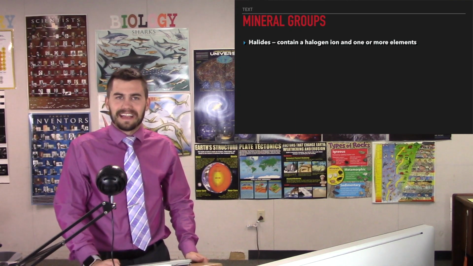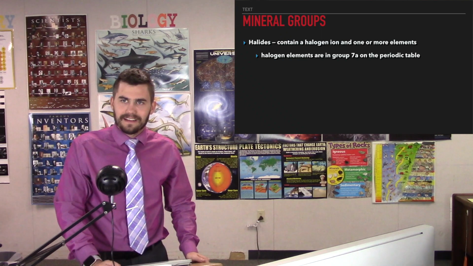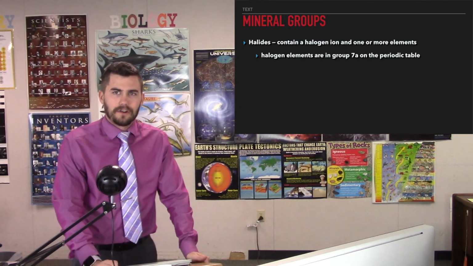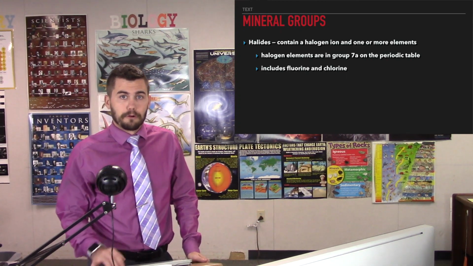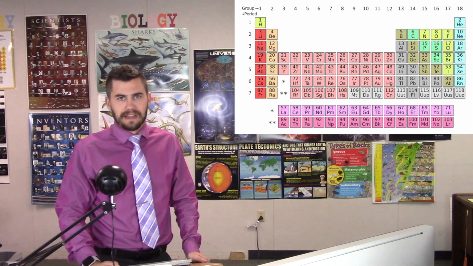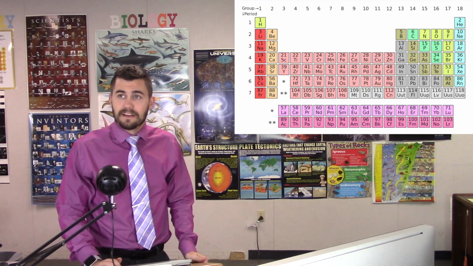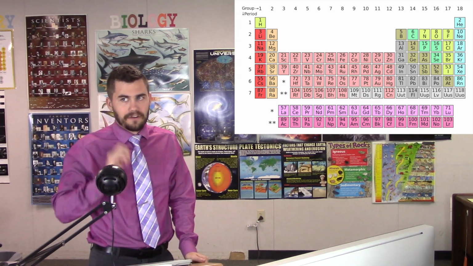Then there are the halides. So these are called that because they contain what's called a halogen ion plus some other element. And the halogens are the elements in group 7A. So this would include fluorine and chlorine, the elements fluorine and chlorine. So 7A is the one labeled 17 on here. F is fluorine, Cl is chlorine, Br is bromine.